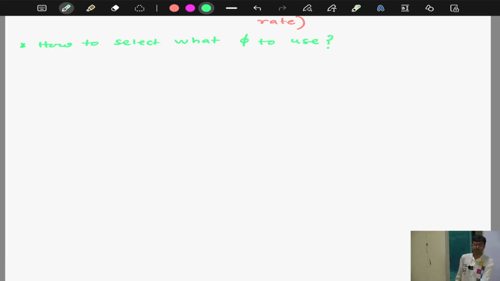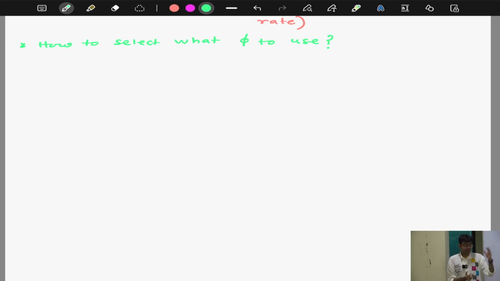How to select what basis function to use in equation 1. Any idea how will you select it? One was based on validation data, but that is probably not the optimal way of doing things. You have to do a lot of trials. So is there any way?